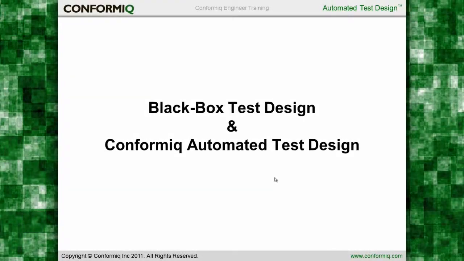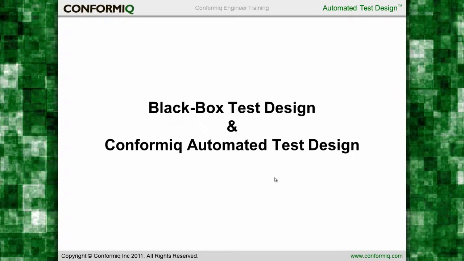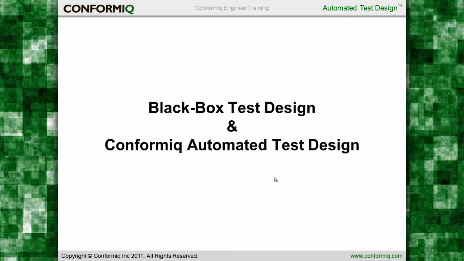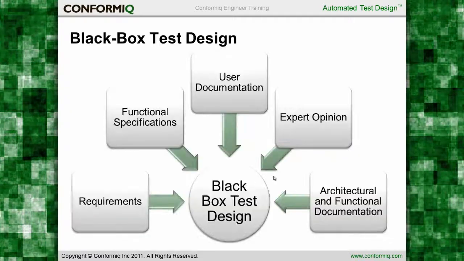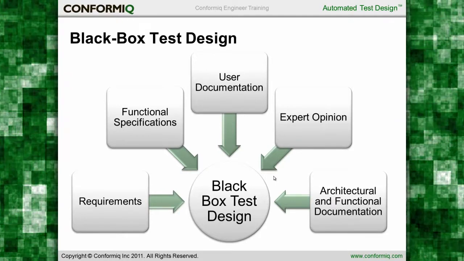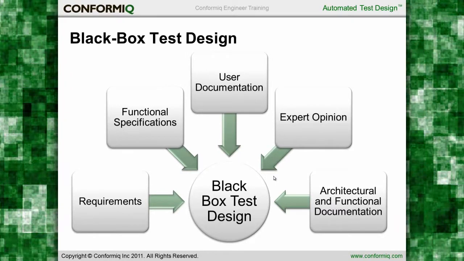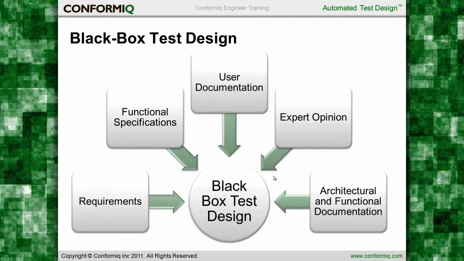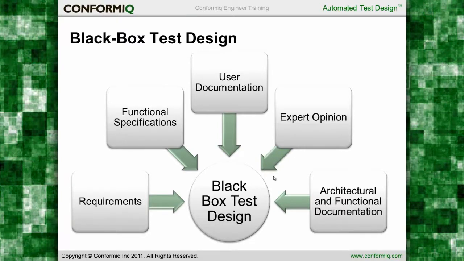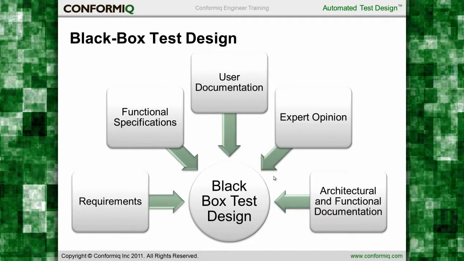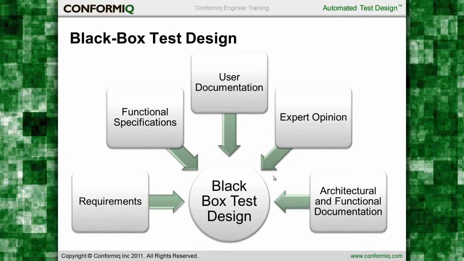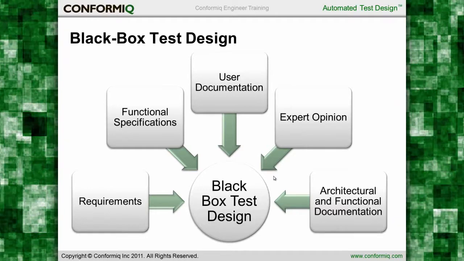In this part, I will talk about black box test design, various black box test design techniques, and how Conformiq automated test design is related to all this. Black box test design is an activity where a test engineer, based on various sources of information such as the requirement specification, functional specification, maybe user documentation and expert opinion, decides what kind of test cases are needed to test a system. The goal of black box test design and black box testing is to verify that the system under test works as specified.